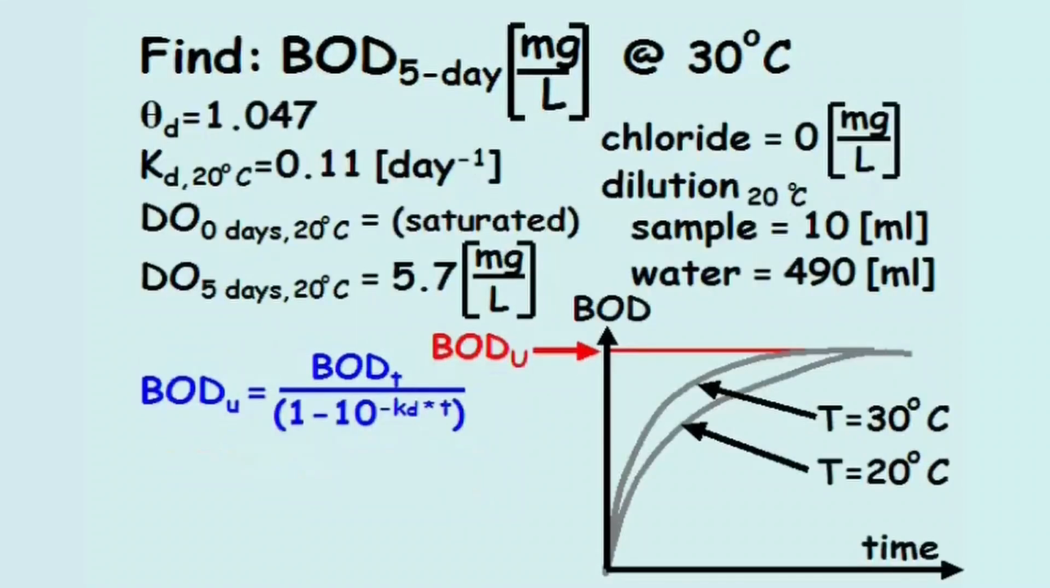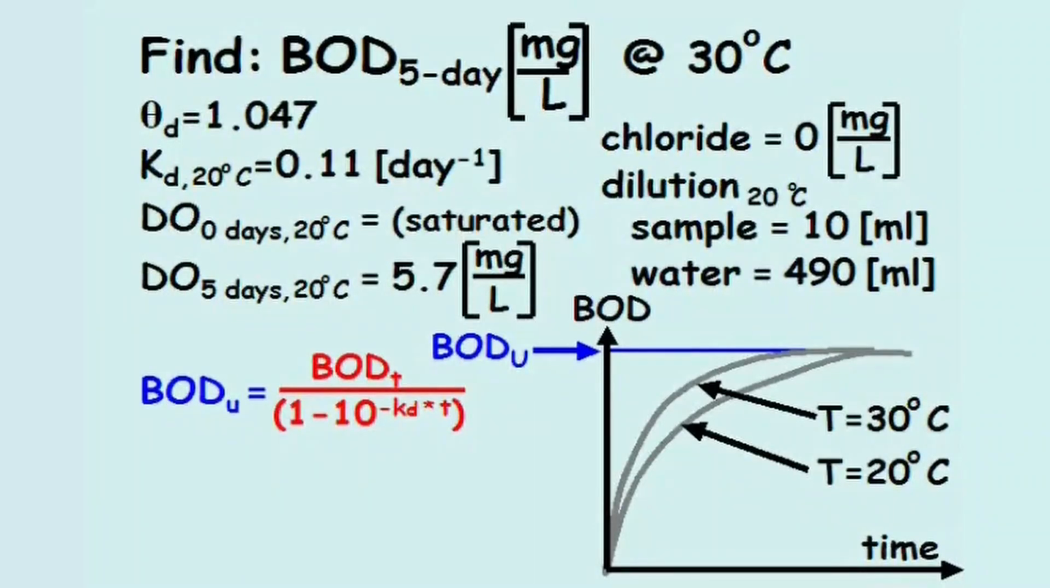From the plot of BOD versus time, we notice the ultimate BOD is temperature independent, which means the ultimate BOD at 20 degrees Celsius equals the ultimate BOD at 30 degrees Celsius. And we can solve for the right-hand side of the equation for any temperature.